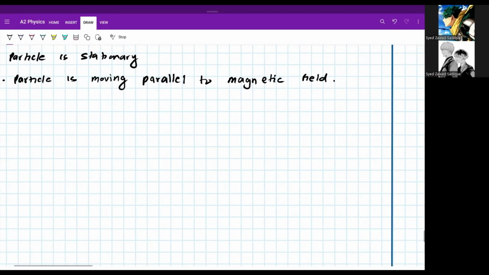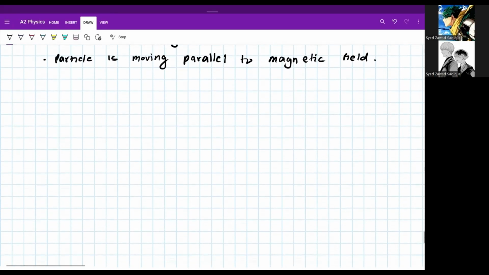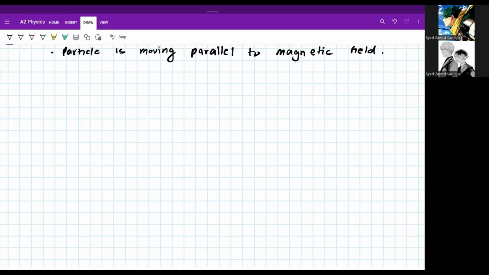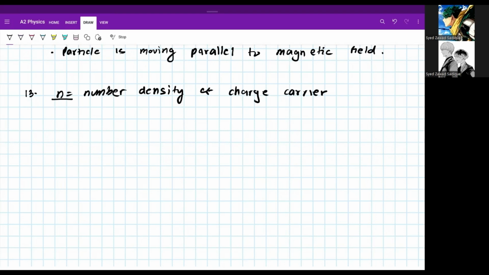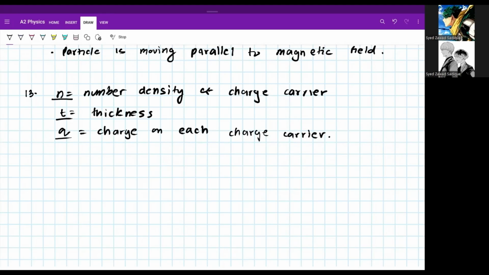Nice. Okay, number 13. N is equal to number density of charge carrier, T equals thickness, and Q equals charge on each charge carrier.